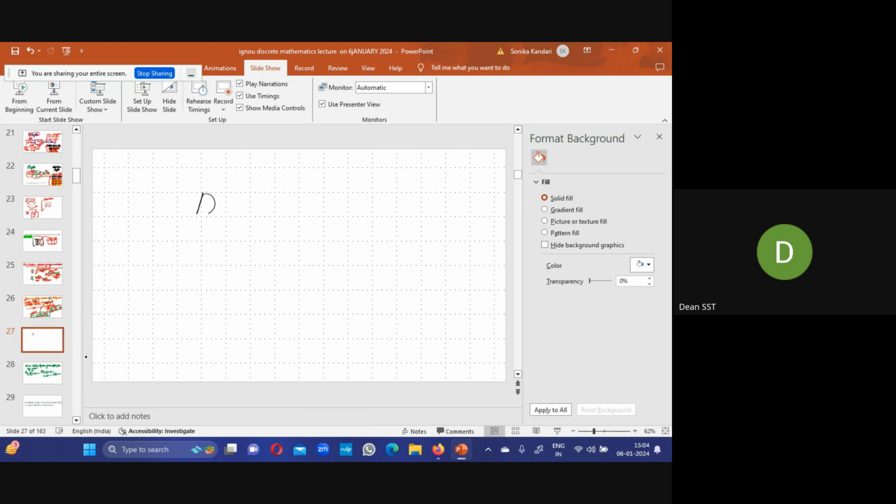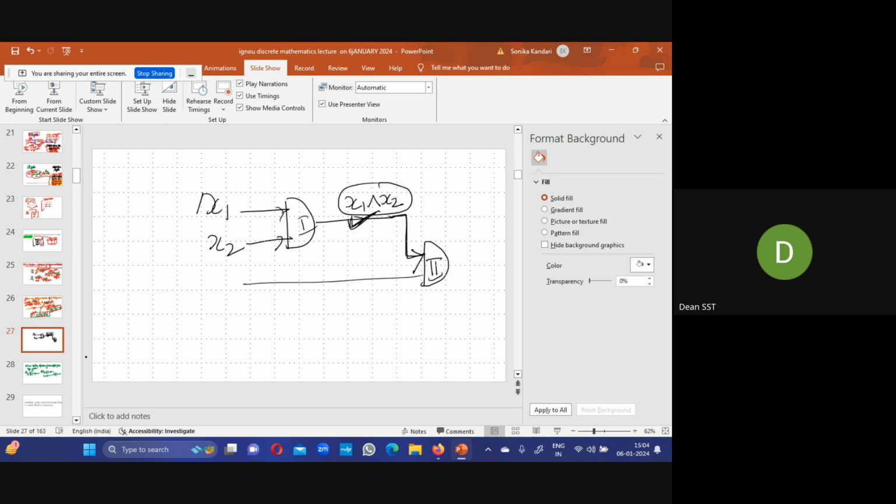So suppose we have x1, x2. Suppose we are performing AND and getting an output. So x1, x2, we are performing AND. So what will be the output? How will we represent the output here? x1 and x2. Suppose we take this output as input for another AND gate, gate number 2. So this output of gate 1 will act as input of gate 2. And suppose we are taking another variable x3, so we can write this.